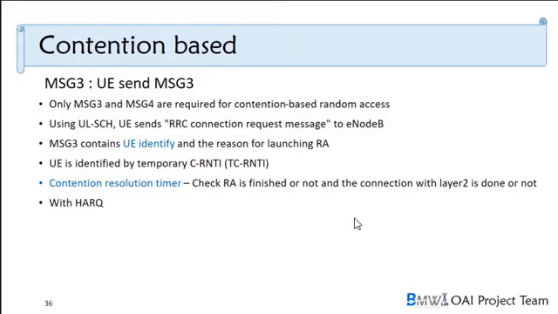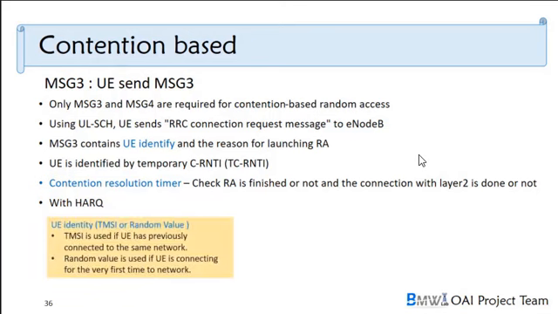And message 3 is called the RRC connection request message. Message 3 will contain the UE identifier and the reasons for launching RA. The UE identity has two values: one is TMSI and the other is a random value.